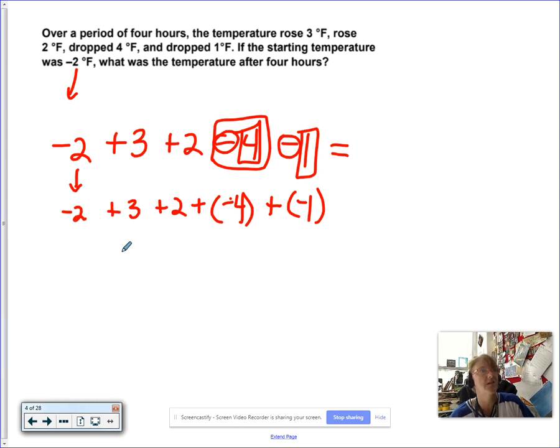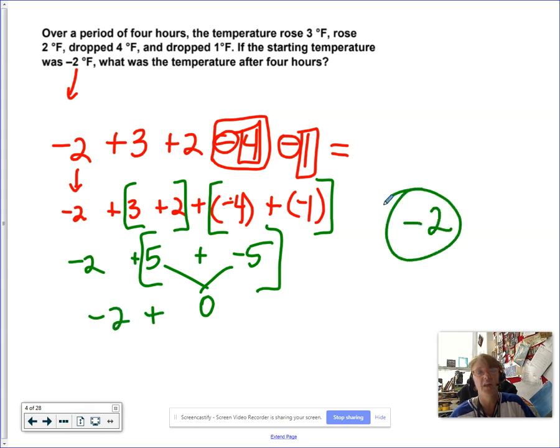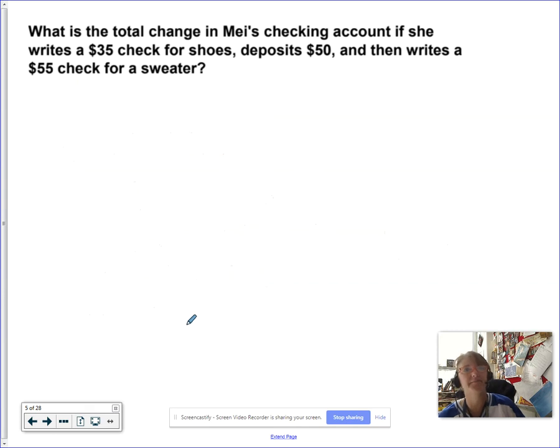All right, here's one thing you could do. I know that +3 and +2 make a +5. I still have -2 in front. And then if you take these two together, -4 and -1 more is a -5. Then I'm going to group these two and say, oh my stars, they go to 0. -2 plus 0 is just -2. Now, you don't have to do it that way. That's just one way you can employ these properties to make it a little easier. Look at the next one.